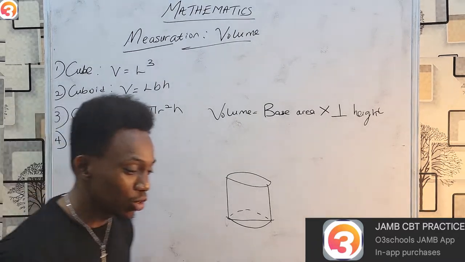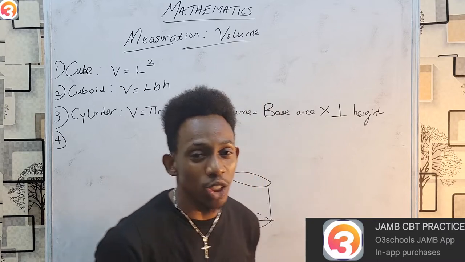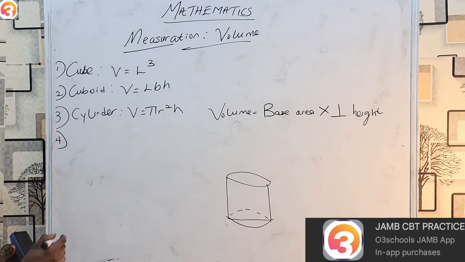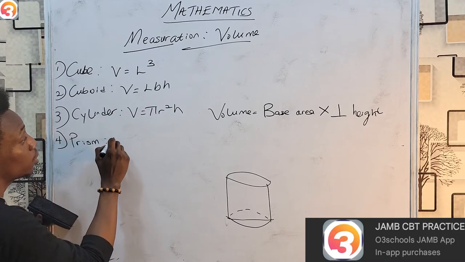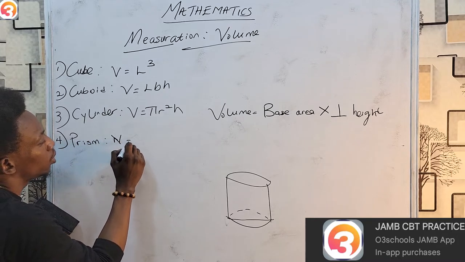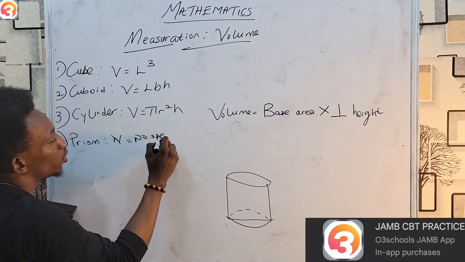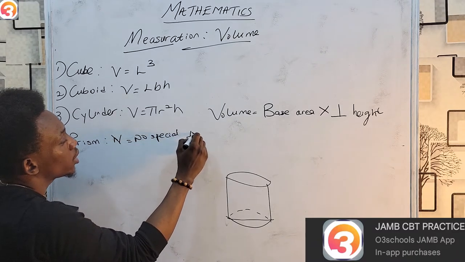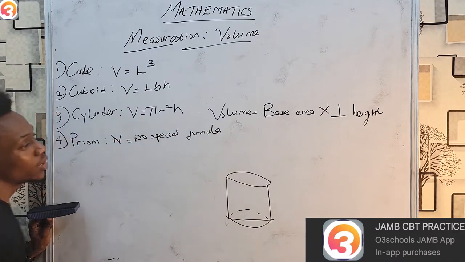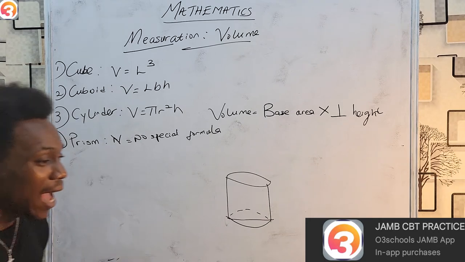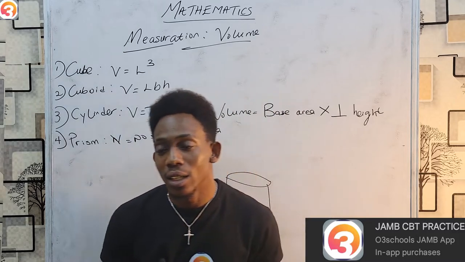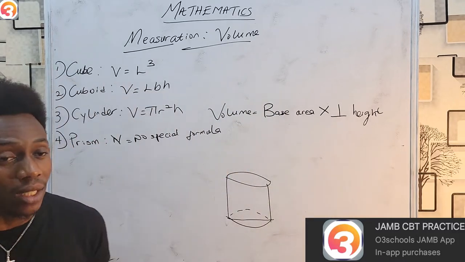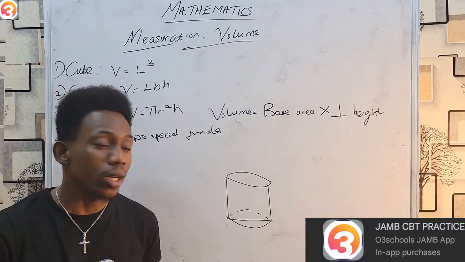Next up, we can have your triangular glass prism. Your prism, generally. Now, for prisms, we don't have any special formula. We can simply say volume, no special formula. We use this general formula for prism, base area times height. So if you can find the area of any base and then the perpendicular height from that base to the top, you have your volume.